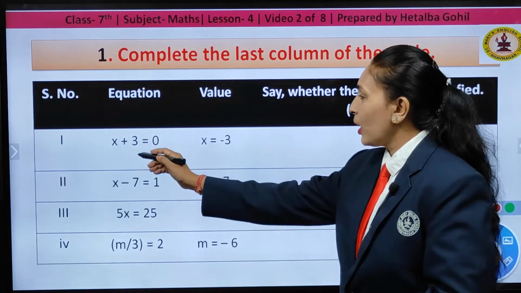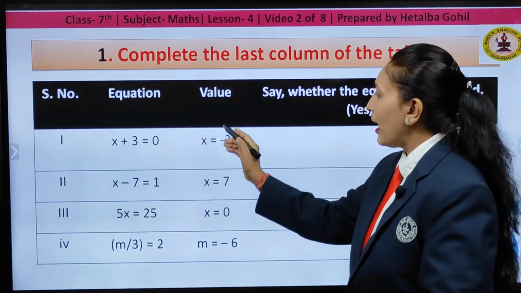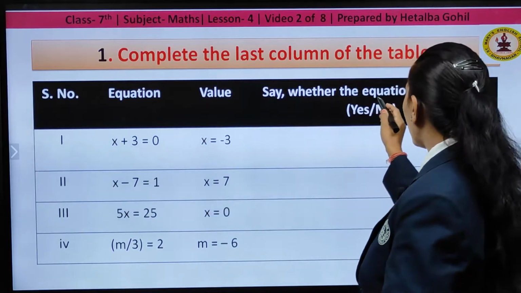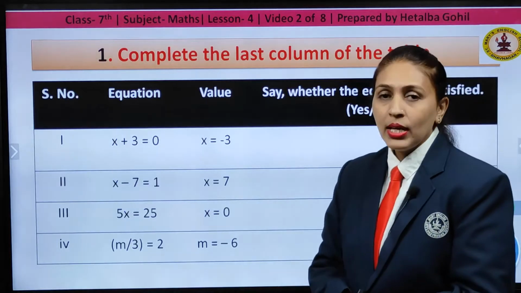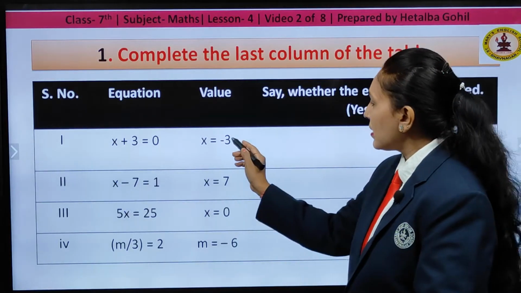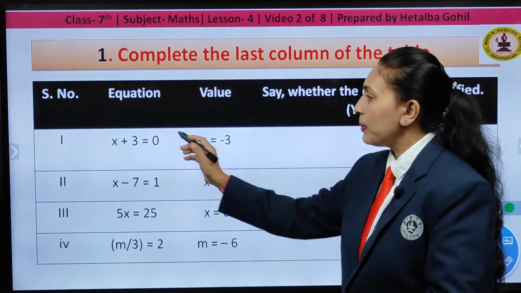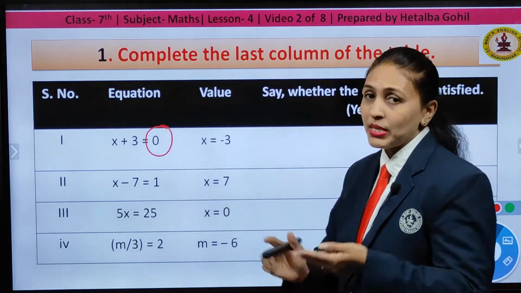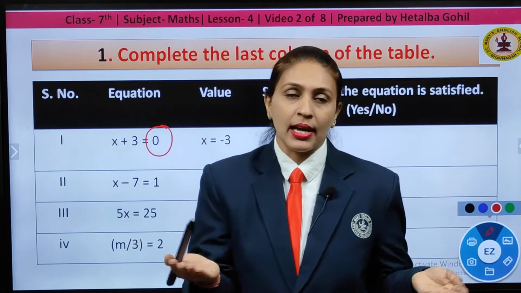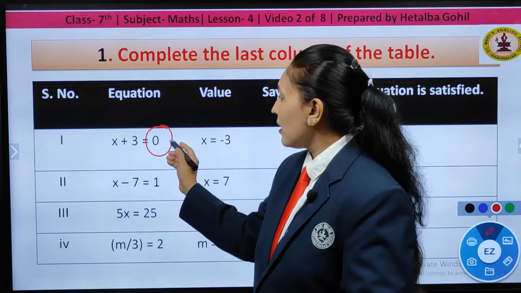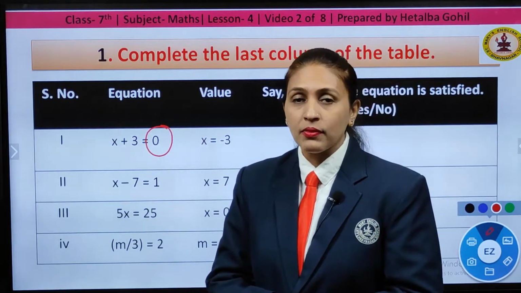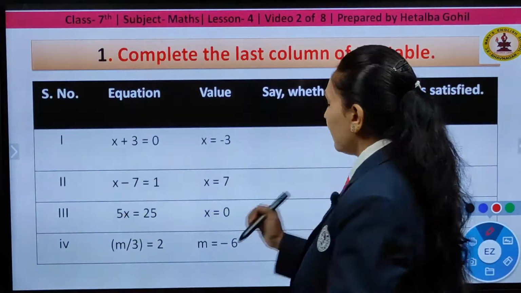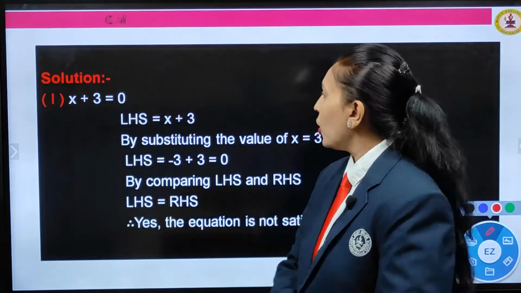Children, here the equation is given to you, the value of the variable is given to you, and we have to say whether the equation is satisfied or not. Satisfied means when we substitute the value of the given variable in the equation, we have to get our result, that means both our LHS and RHS should be equal. So let us solve one by one and check whether yes or no.